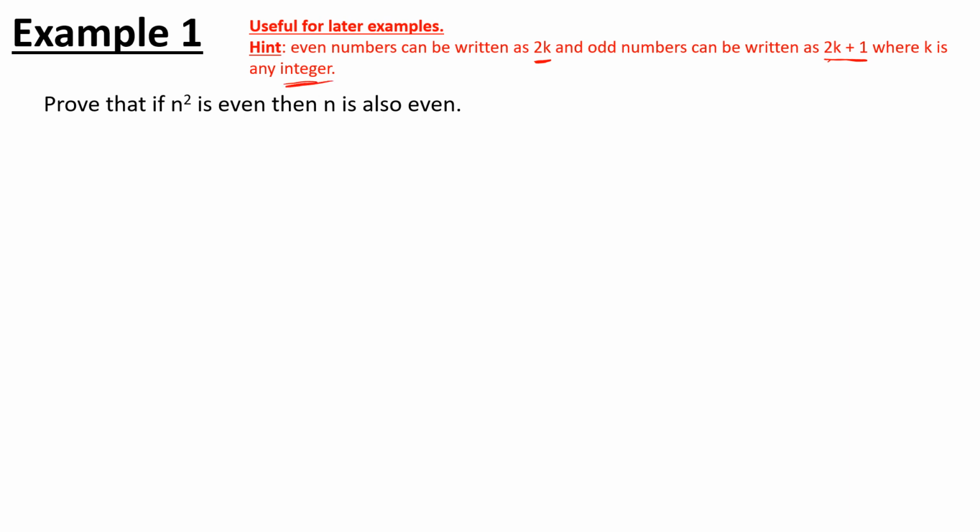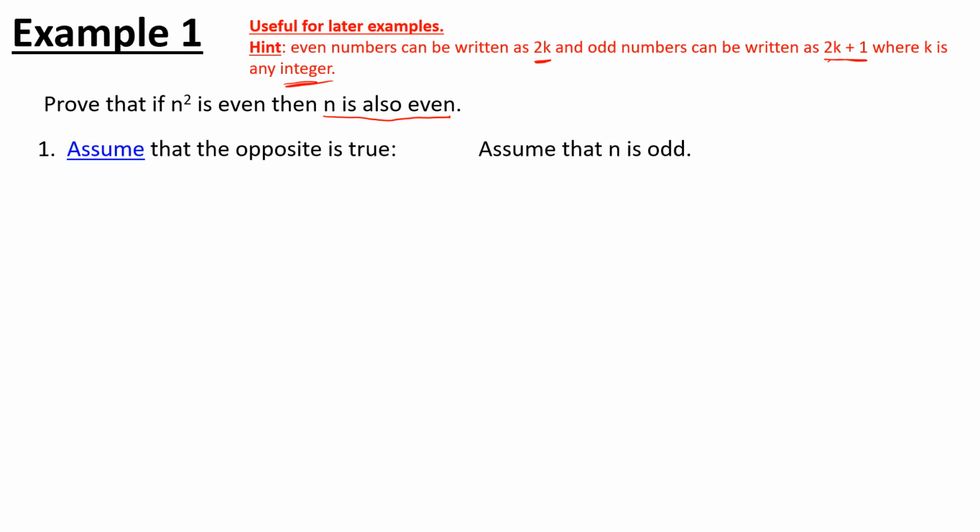Okay, so let's get started then on the proof. We're trying to prove that if n squared is even, then n must also be even. So step 1, assume that the opposite is true. We'll assume that if n squared is even, then n must be odd. So you can see that the bit I've underlined, n is even, we're assuming the opposite, n is odd. And we're now going to try and show that that is nonsense.